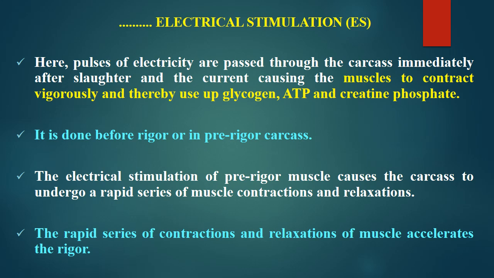The electrical stimulation of pre-rigor muscle causes the carcass to undergo a rapid series of muscle contraction and relaxation, and thereby use all the glycogen energy or ATP, and then rigor mortis sets early. So the rapid series of contractions and relaxations of muscle accelerates the rigor. Now such a carcass can go for early chilling, but this vigorous contraction also causes degradation of myofibrillar or cytoskeletal protein and helps in tenderization, which we will see later.